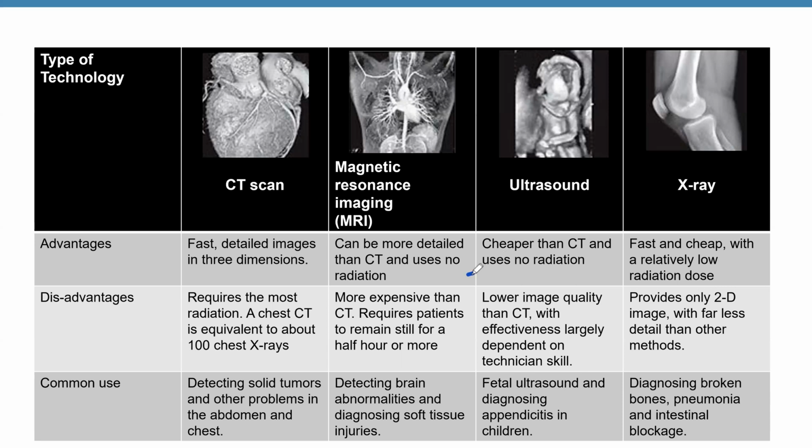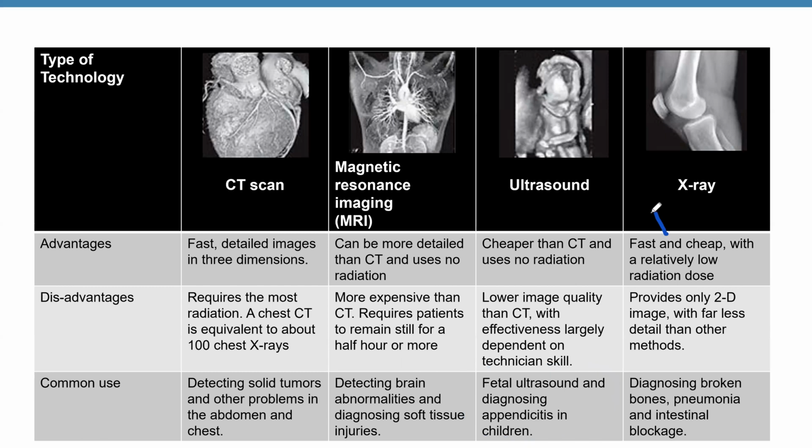Ultrasound: cheaper than CT and uses no radiation. However, it has lower image quality than CT, with effectiveness largely depending on technical skills. So it's really very difficult to read the image. Common use: fetal ultrasound and diagnosing appendicitis in children. So since it's the safest one, that's the one we want to use on kids.